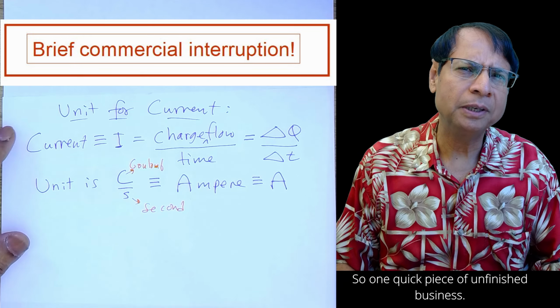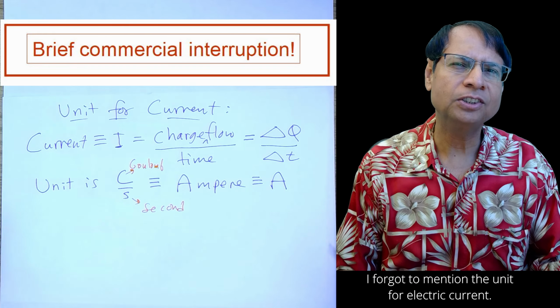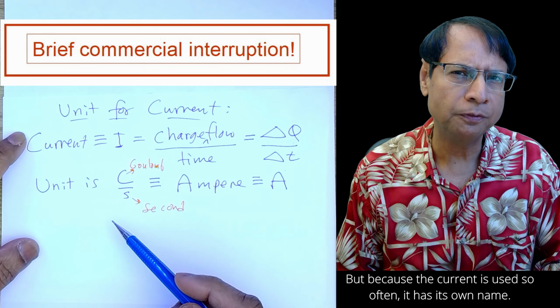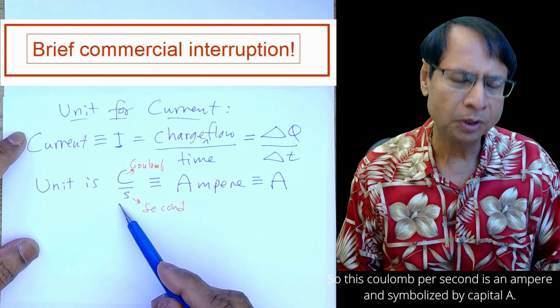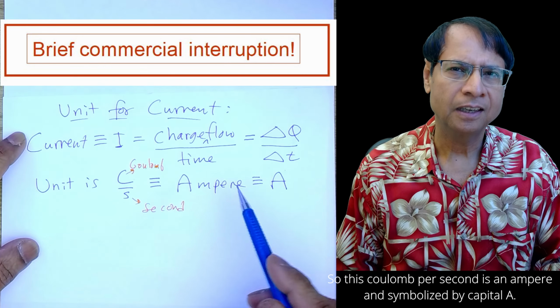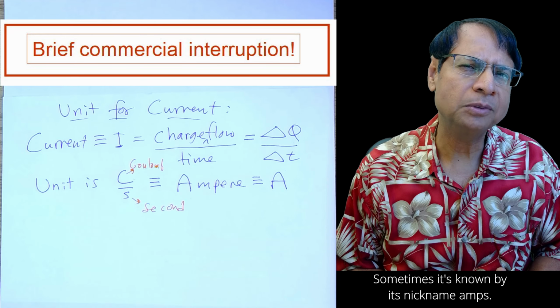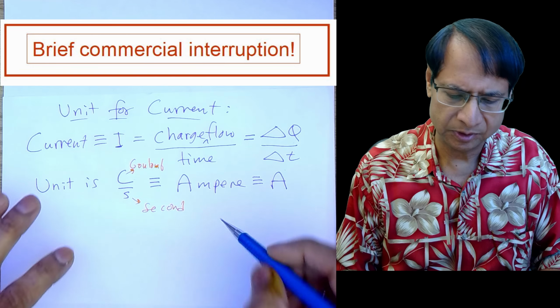So one quick piece of unfinished business. I forgot to mention the unit for electric current. The electric current, symbolized by I, is the amount of charge that flows per time, or delta Q by delta T. Delta Q is measured in coulombs, and time, of course, the standard unit is seconds. So a coulomb per second is the unit for current. But because the current is used so often, it has its own name. This coulomb per second is an ampere, symbolized by capital A. So that's basically the unit for electric current. Sometimes it's known by its nickname, amps.